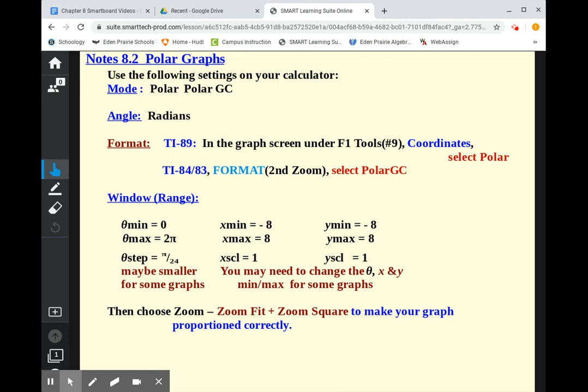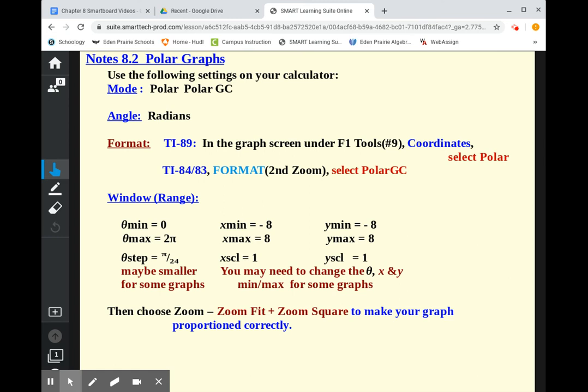Some things that you should know first is how to change your calculator. If you're going to use your calculator, which you should, you have to change the mode. Go into mode and change it to polar and then go to polar GC. Your angle should be in radians. This is the format for the TI-89. In the graph screen under F1 tools, number 9, coordinates, you'll select polar. For the 84 and the 83 format, second zoom, select polar GC. So make sure you find that. You do have to change the format.